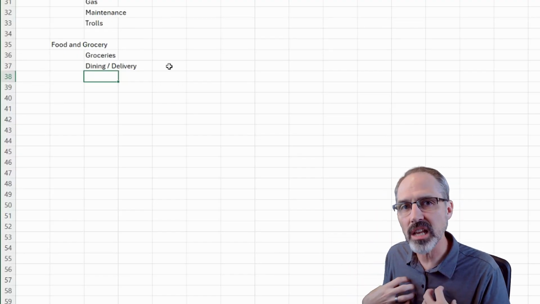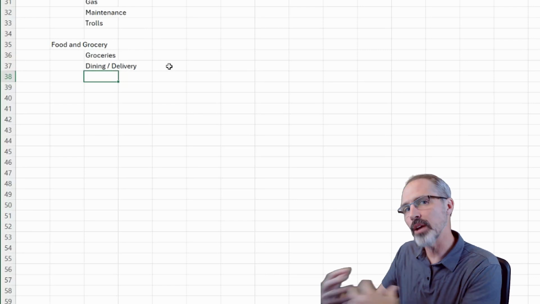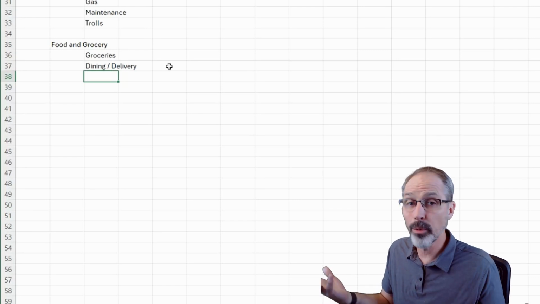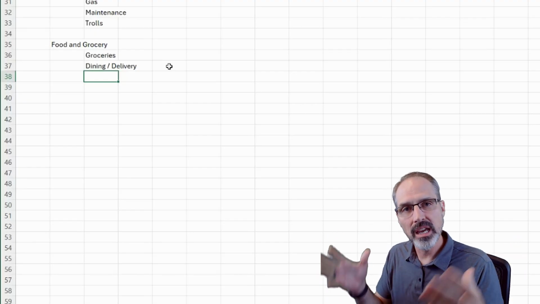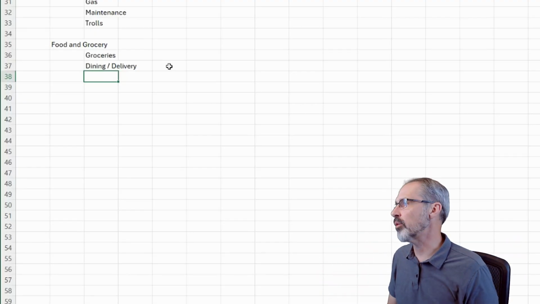And that it empowers us to decide whether we want to make that change or not. If we don't want to make a change, we don't have to make a change. This isn't about constraining you. It's about understanding where your money is going right now.